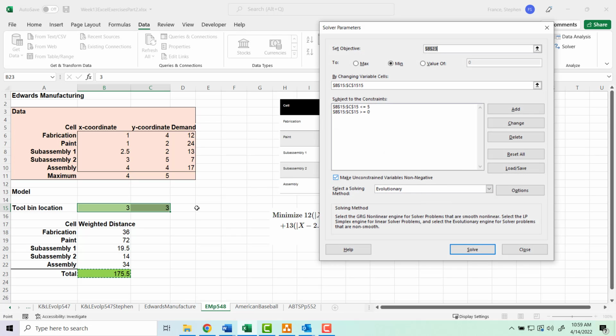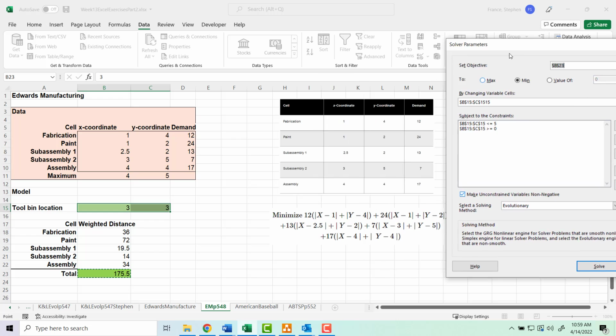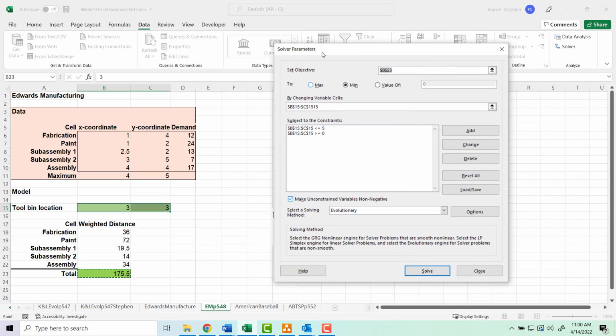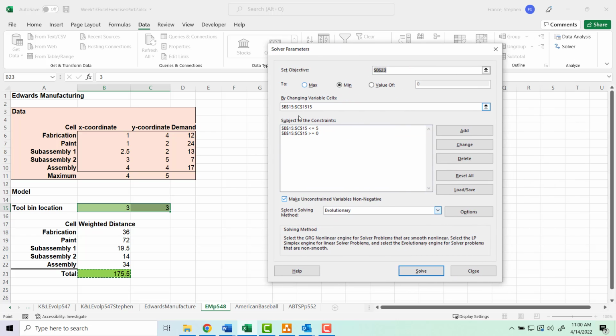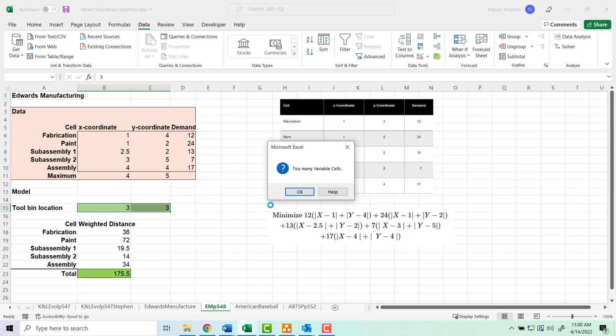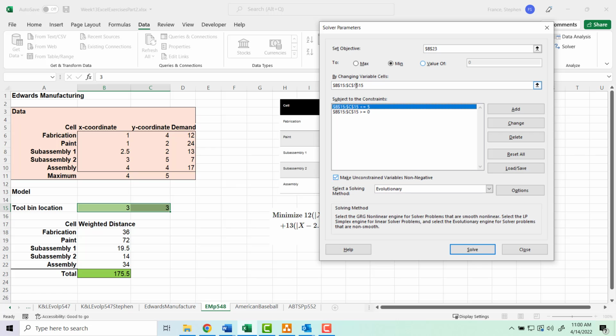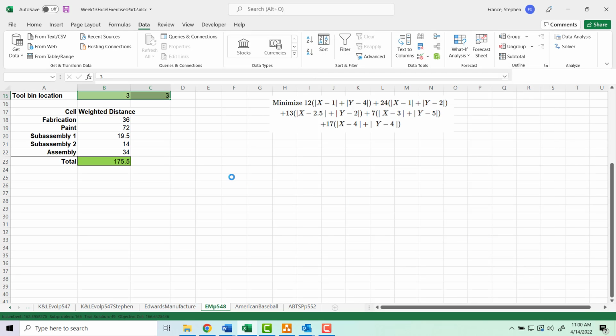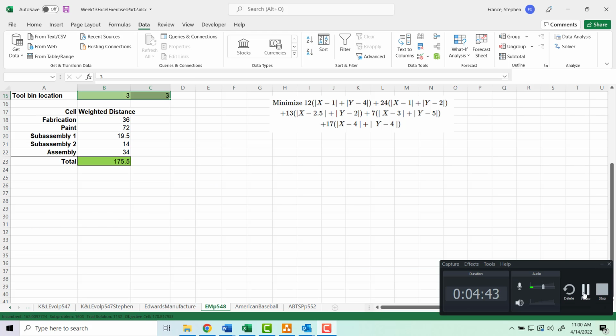Again, because we have the absolute value in the optimization function, we actually have to use the evolutionary solver because it's not a smooth linear or quadratic function. Click solve. Oh, there we go. C15, not C1515.